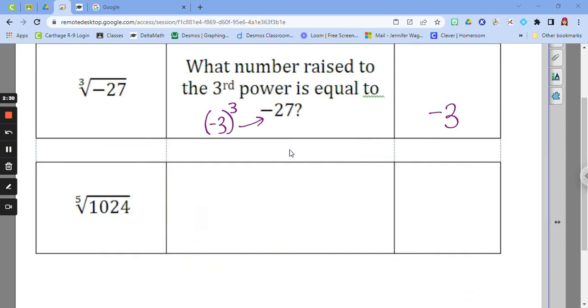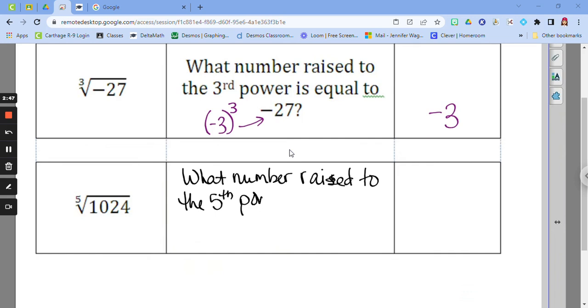So what number raised to the fifth power? 1. Yep. And we're dealing with 4 on that, because 4 to the fifth power is 1024. So this index indicates I want a group of 5 things to make that happen. Okay.